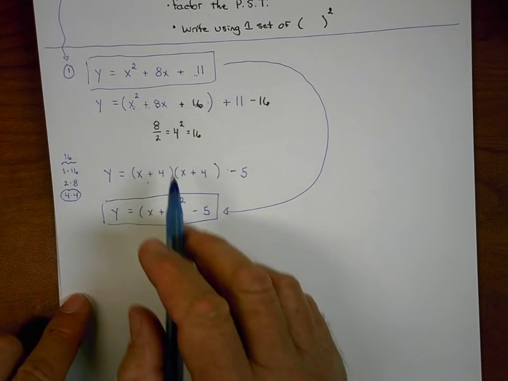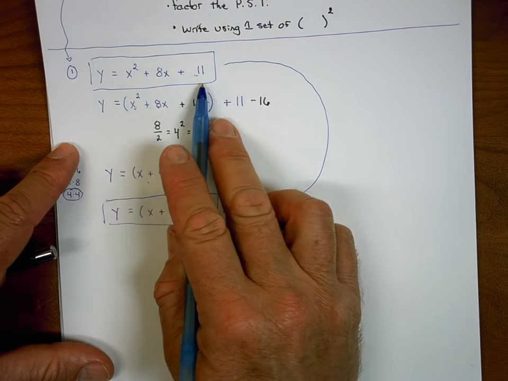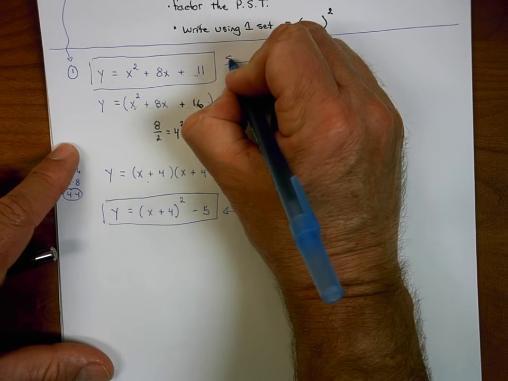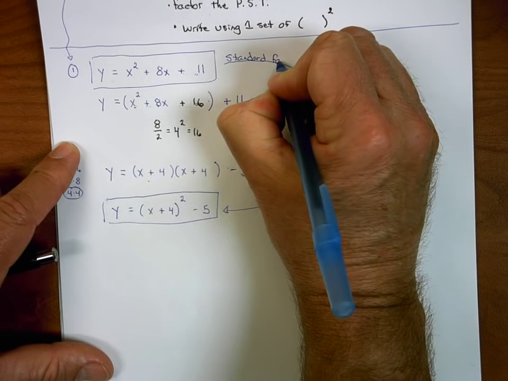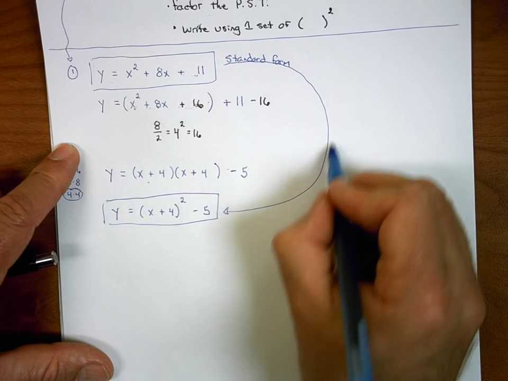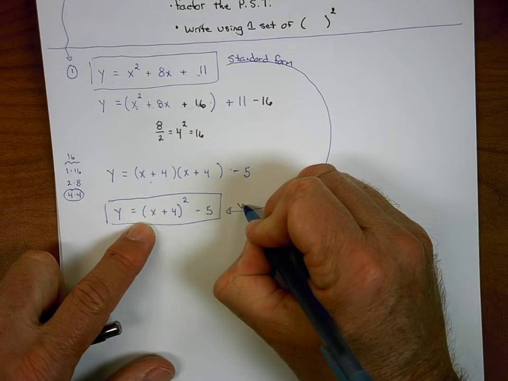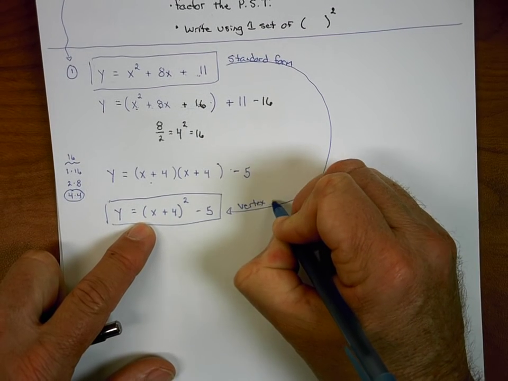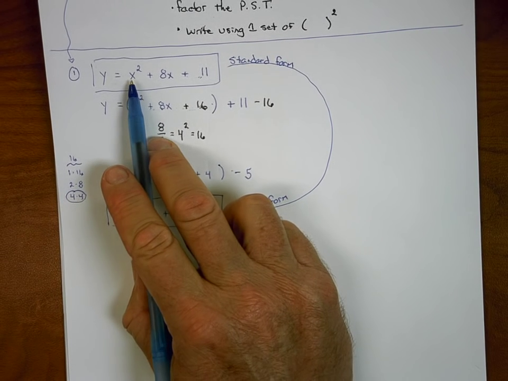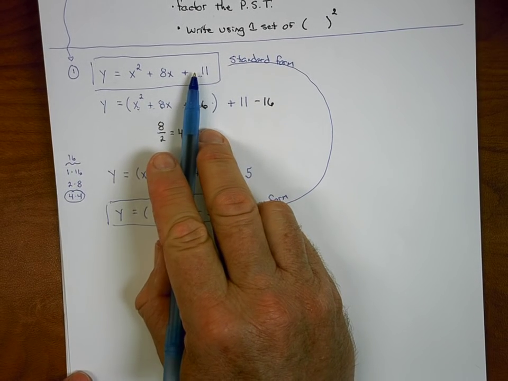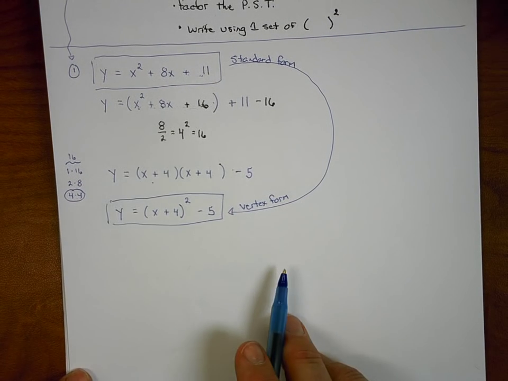All right, so now let's think. What type of form is this equation that I started with? Well, that's in standard form. So I started with the equation in standard form, and then I ended with this type of form right here. What type of form is that? If you forgot, that is called vertex form. So really what we're doing is learning how to take an equation in standard form and change it into an equation in vertex form.